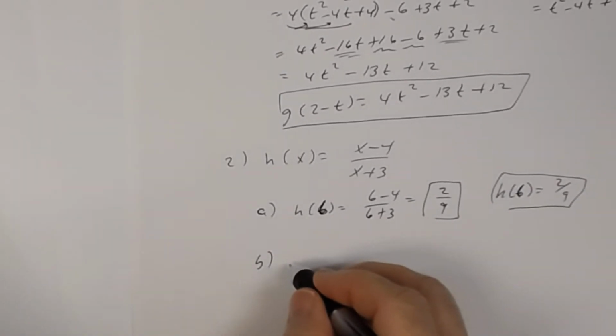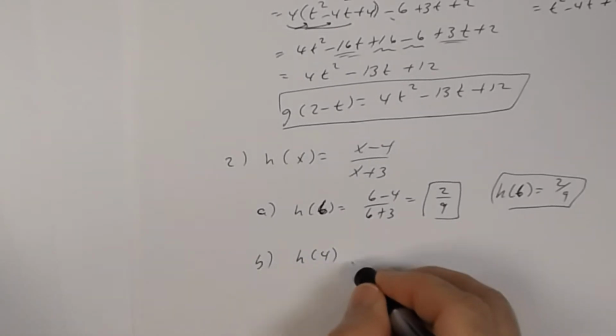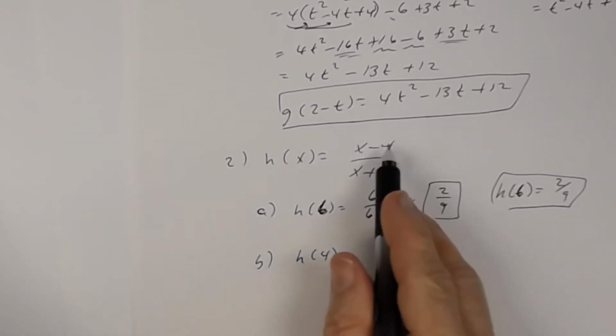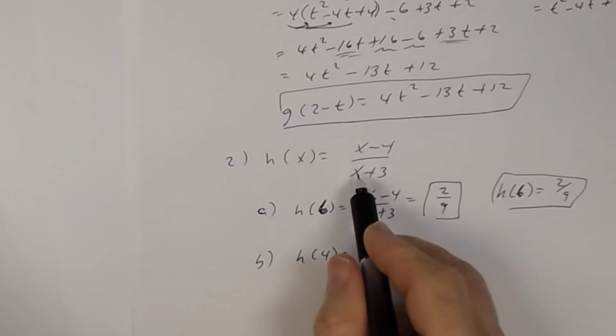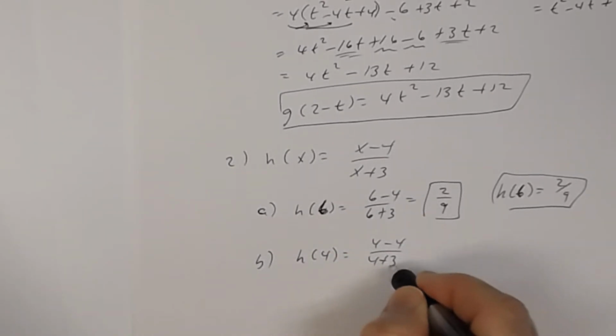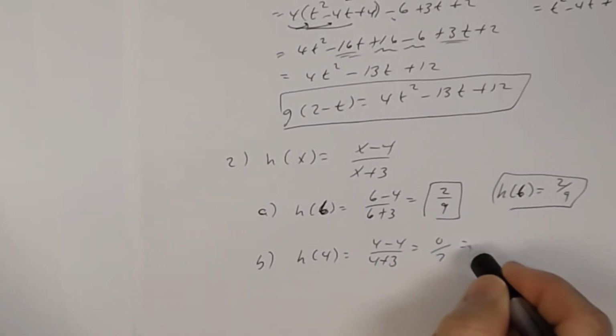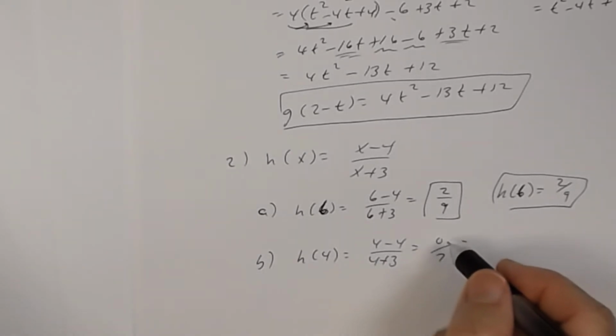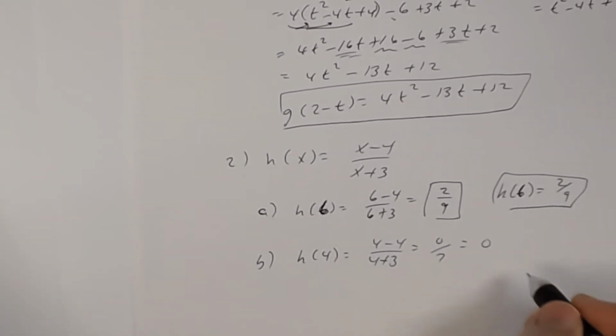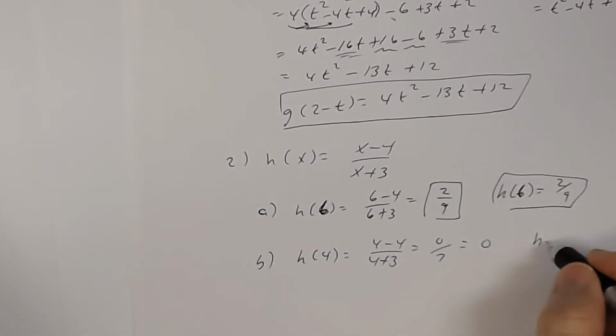Part B, let's suppose you want to find h of 4. So again, same thing. So where we see the variable x, you substitute 4. So I get 4 minus 4 divided by 4 plus 3. So that's 0 over 7. You're expected to know. Don't leave it like this. If you leave it like this, we're assuming you don't know what this is. You are expected to know that 0 divided by 7 is 0. So the answer is h of 4 is equal to 0.